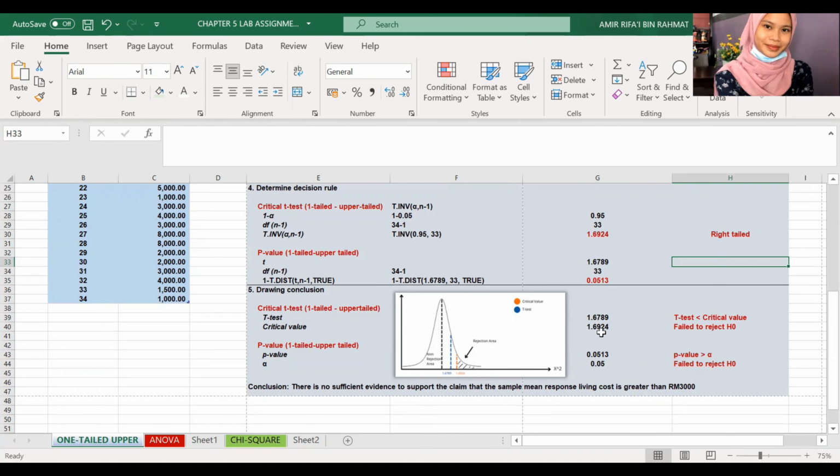For drawing the conclusion, the t-test is less than the critical value. Based on the graph, the t-test is outside the rejection area and it fails to reject the null hypothesis. The p-value is more than alpha, and it fails to reject the null hypothesis. So, for the conclusion here, there is no sufficient evidence to support the claim that the sample mean response living cost is greater than 3000 ringgit.